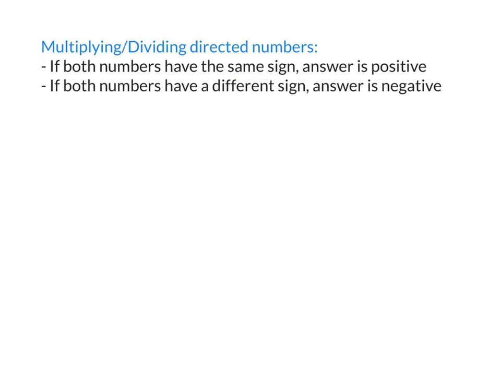So if I had something like, say, 8 times negative 3, all you do is go 8 times 3 and decide whether your answer should be positive or negative. So here we have a positive times a negative. If both numbers have a different sign, the answer is negative. So this will be an answer of negative 24.